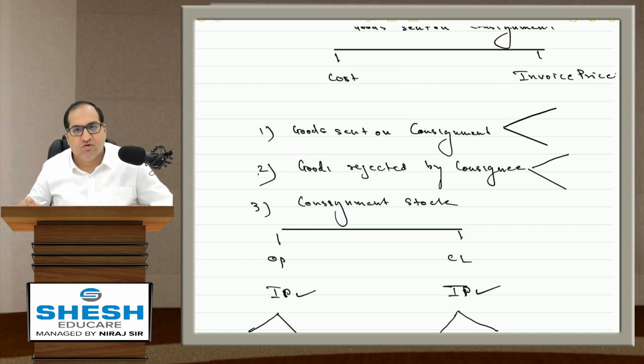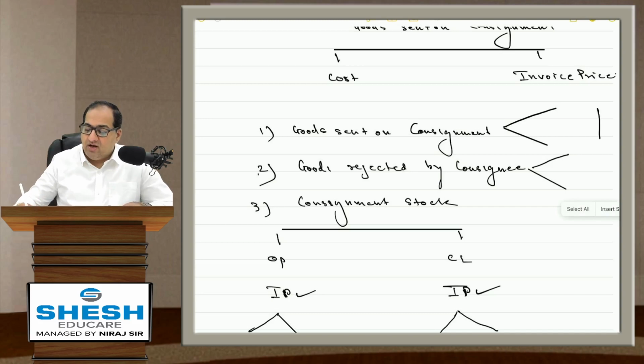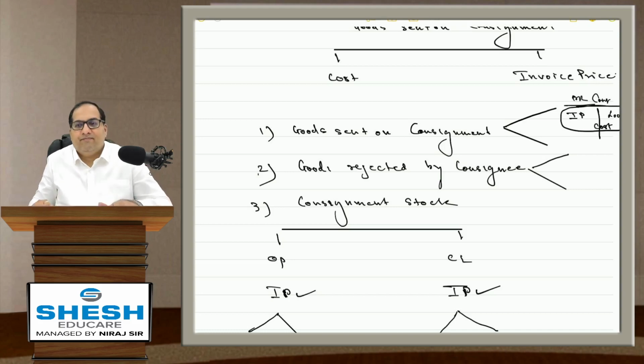What entries will we pass when goods are sent on consignment? First, consignment account debit to goods sent on consignment account at invoice price. Then to reverse the loading element in consignment account, immediately I will pass the entry goods sent on consignment account debit to consignment account. So understand one thing: in your consignment account, when you have dispatched the goods, the invoice price appears on the debit side, but immediately I record the loading element on the credit side. Invoice price debit side, loading element credit side, we eventually get cost. This has to be done on the spot, immediately.